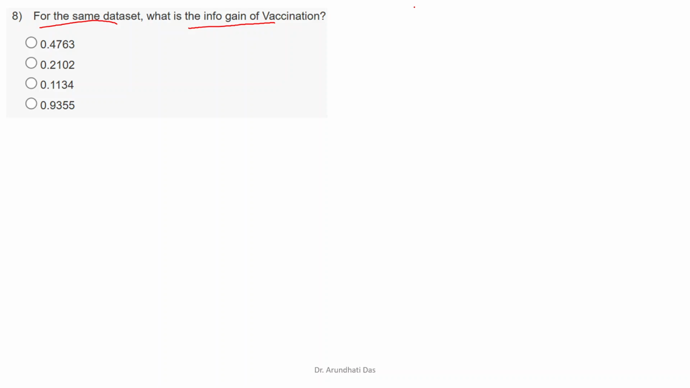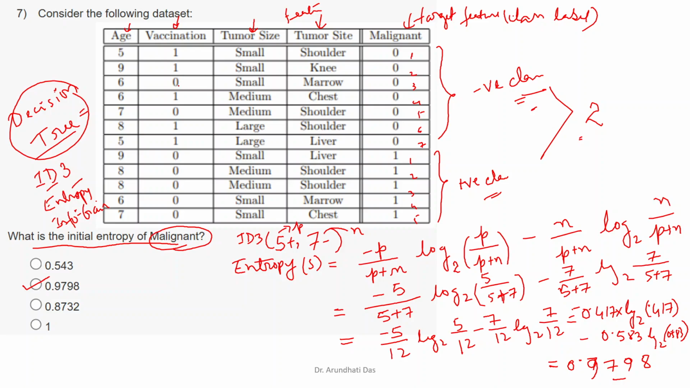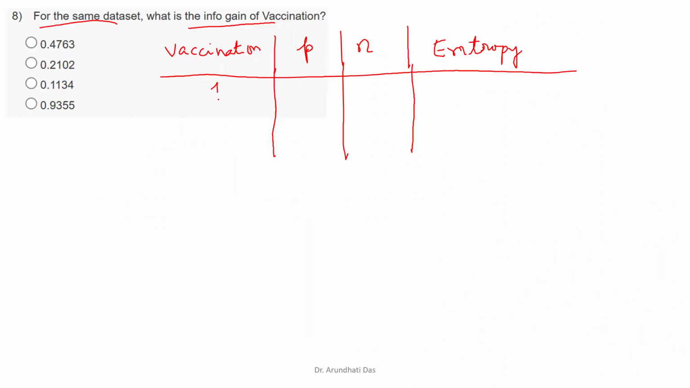We'll now summarize about vaccination here. Vaccination is having how many p values, how many n values, and what will be the entropy, okay. So here, vaccination can have any kind of feature value. What are the available feature values in the data set? 1 and 0, okay. So let me consider one feature value.